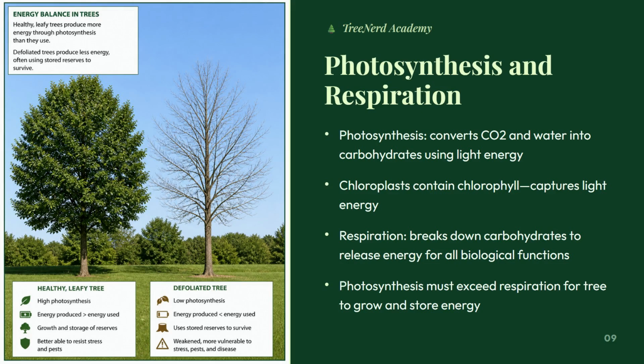Now let's explore photosynthesis and respiration, the fundamental energy processes. Photosynthesis is the process by which green plants use light energy to build carbohydrates. Chloroplasts contain chlorophyll, the light-absorbing pigment. Raw materials are carbon dioxide from the atmosphere and water from roots. Light energy is converted to chemical energy stored as starch.